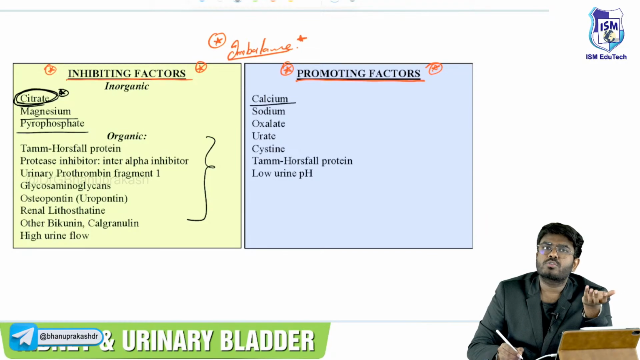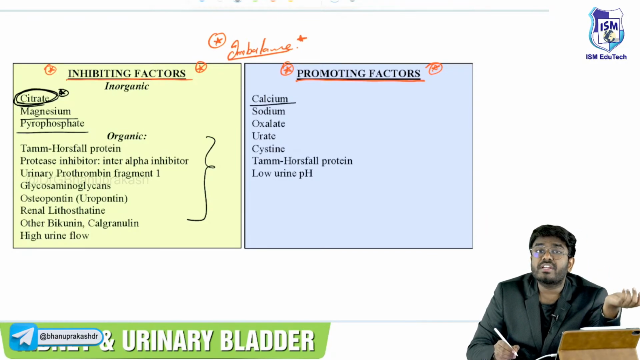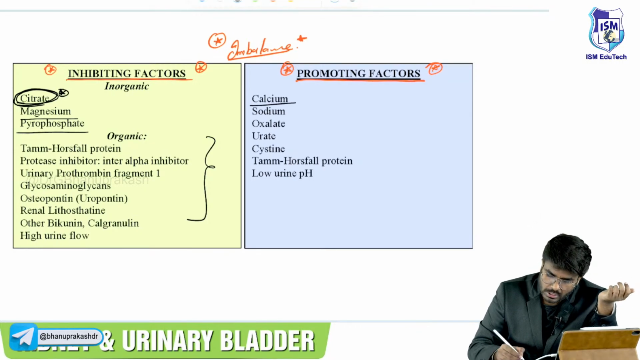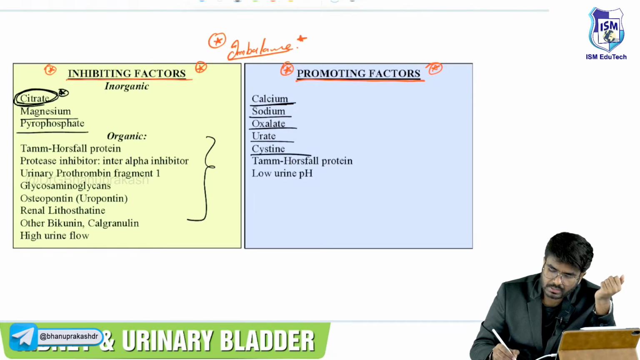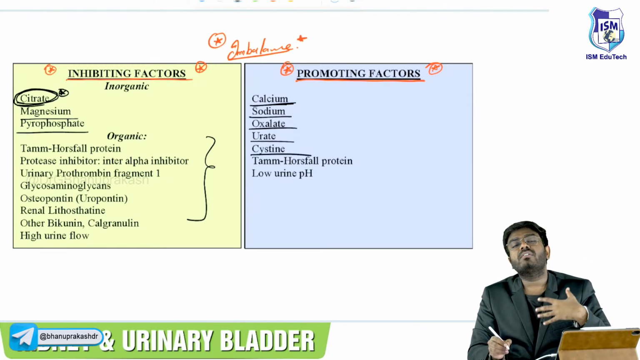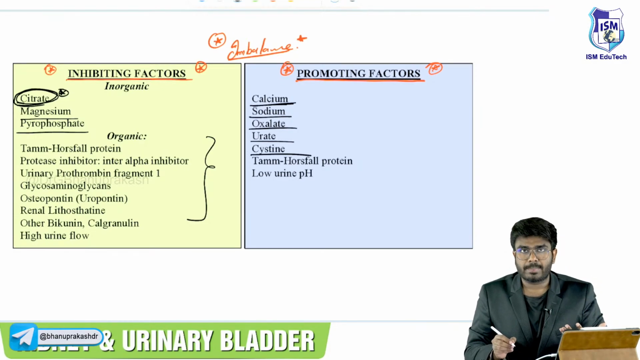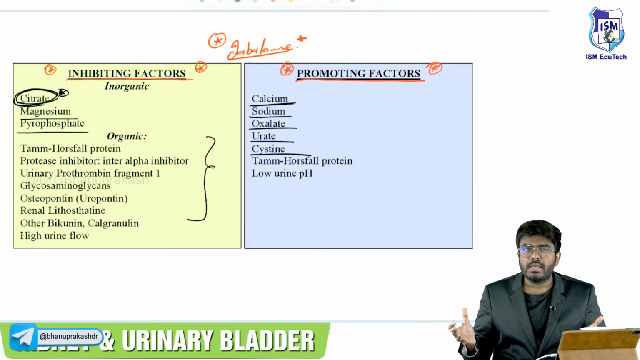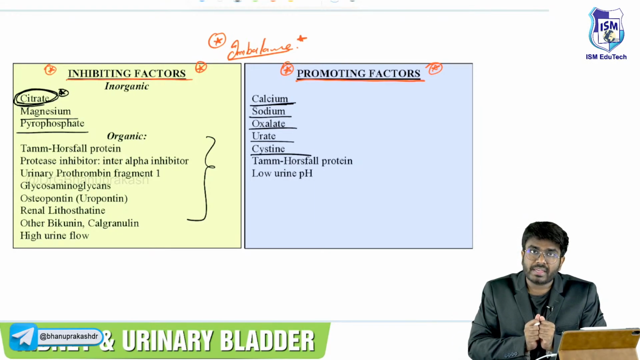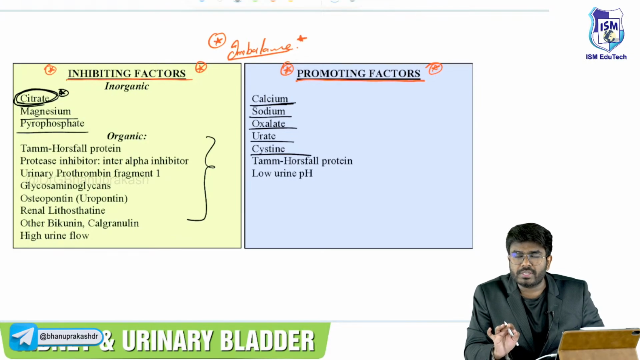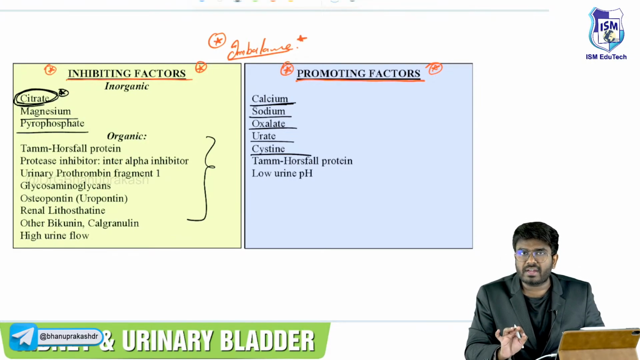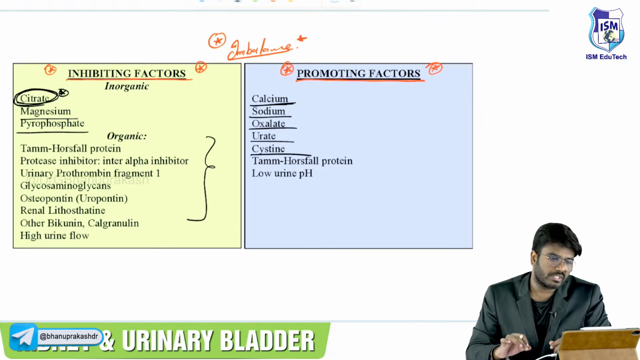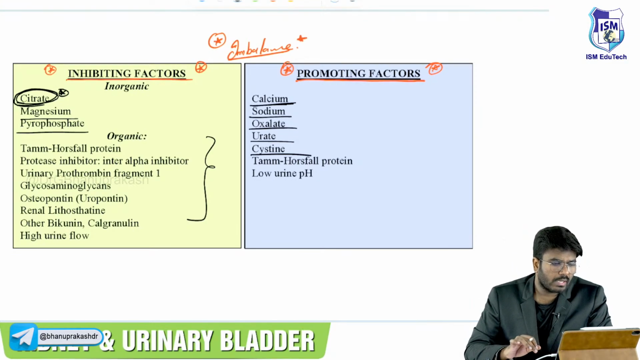But what precipitates or promotes the stone formation? It's the ions: the calcium phosphate stones, calcium oxalate stones. So presence of more calcium in the urine, sodium, oxalate, urates, cysteine. If you have these in excess, not in normal quantities, they can form the stone. So the important point is that there is an imbalance between the promoting factors and inhibiting factors. That can lead to stone formation.